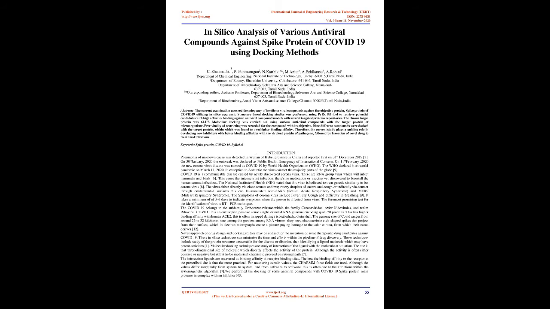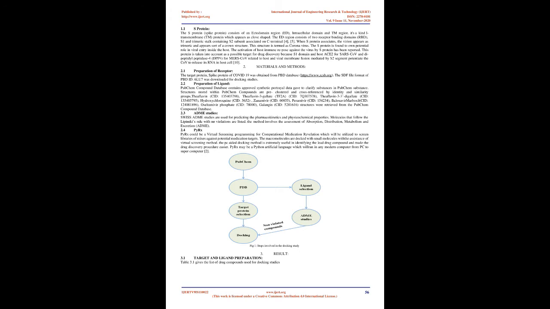The WHO declared it as world pandemic on March 11, 2020. With the exception of Antarctica, the virus has reached the majority of parts of the globe. COVID-19 is a communicable disease caused by a newly discovered coronavirus. These are RNA group viruses which can infect mammals and birds. This caused acute respiratory tract infection.